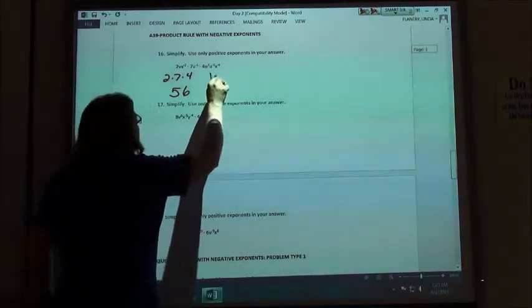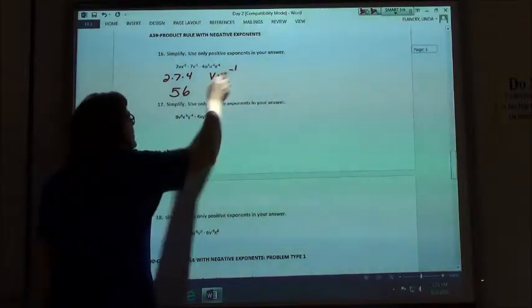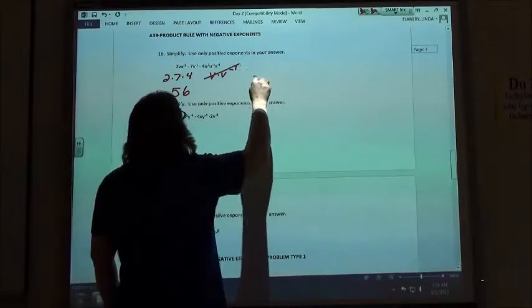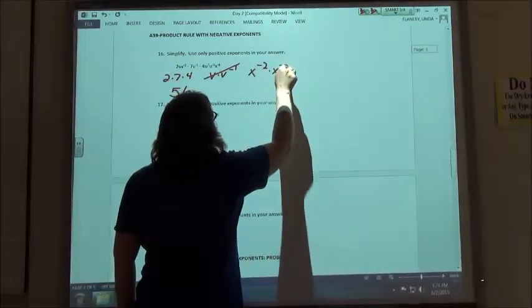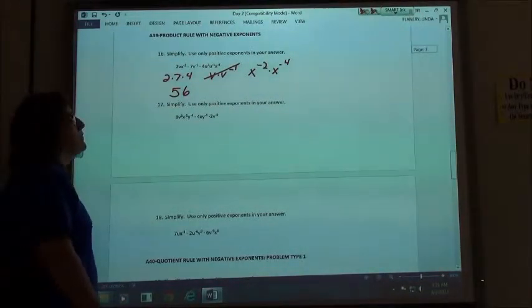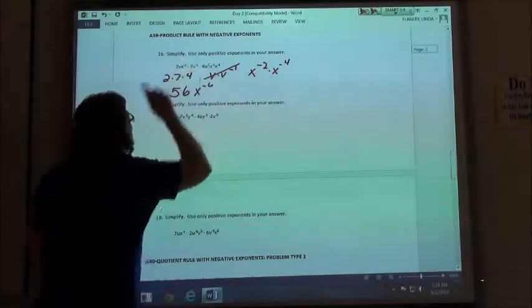And then I'm going to do my variables. If I have v times v to the negative 1, what would I get? I get 1 because v to the 0 power is 1. But when I take 1 times 56, it's still going to be 56. So I'm just going to cancel that out of there because v to the 0 power is 1 and I don't need the 1 there. If I have x to the negative 2 times x to the negative 4, I would get x to the negative 6, because I'm going to add them together. I'll worry about the negative in a little bit.